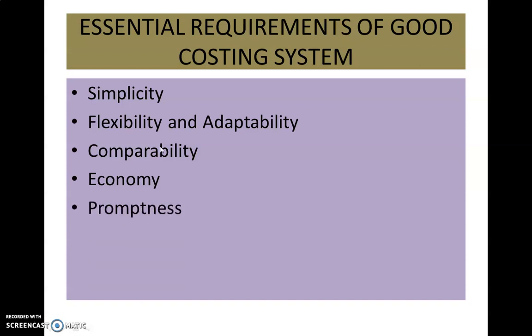Next requirement is called promptness. An ideal costing system is one which provides cost data in an analytical form to the management. So, all the departments of a factory must analyze and record the relevant items of cost promptly, so as to provide cost information on a regular basis to various levels of management. This helps in checking the progress of the business on a regular basis.